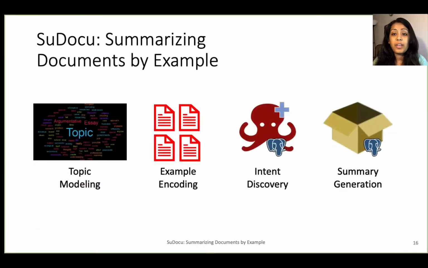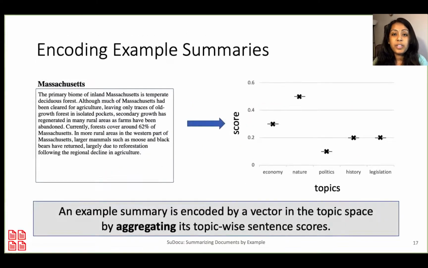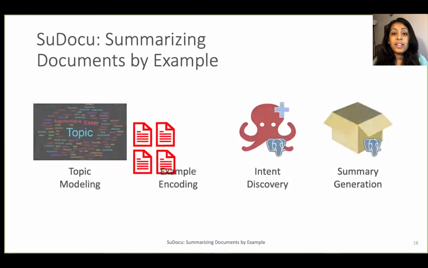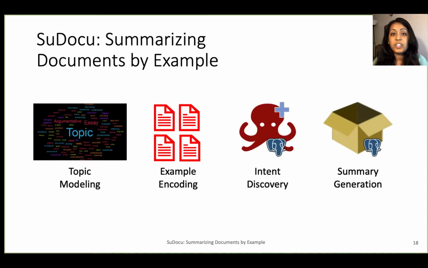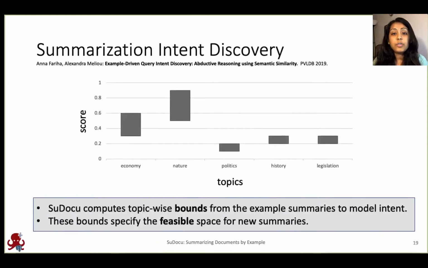The next step is to get example summaries from the user and encode them in the topic space as well. For this, SuDocu aggregates topic-wise scores over all sentences in the summary and encodes it in topic space. The next step is to discover the user's summarization intent. For this, SuDocu takes the topic-wise scores for each example summary and computes bounds. SuDocu interprets that the user wants their summaries to satisfy these bound constraints and define the space for feasible summaries. If a summary satisfies the bounds for all topics, it is feasible, otherwise it is infeasible.